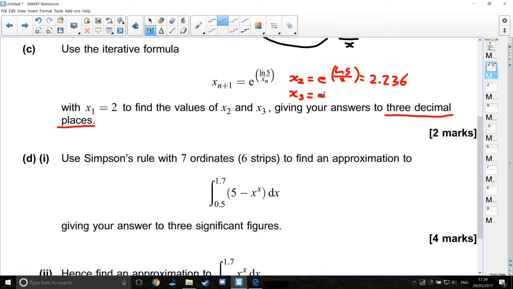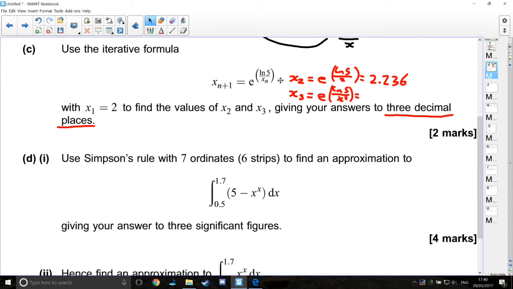equals e to the ln 5 over. Now, instead of dividing by 2.236, what I'm going to do is use the ANS from my calculator instead, just because. And I'm just going to write x2 there instead. Looks like I'm running out of room here a little bit, but we'll see. Okay, ln 5 over x squared, sorry, x2 that should be.